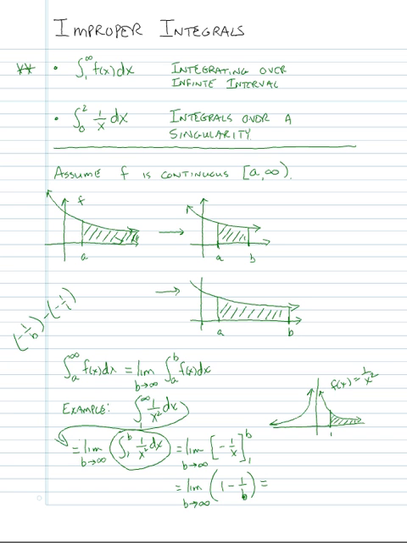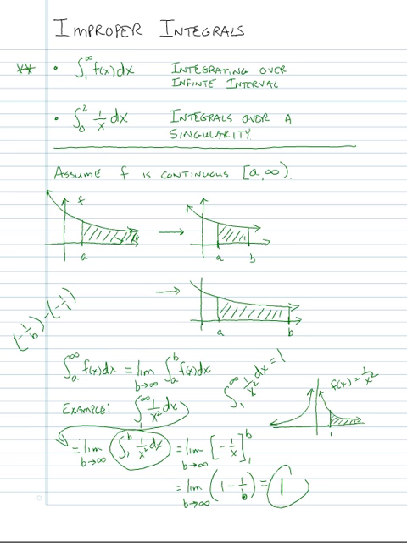Well, what's the limit of that expression? The limit of 1 as b goes to infinity is 1. The limit of 1 over b as b goes to infinity is 0. So we have 1 minus 0, or the limit value is 1. So what we're claiming here is the integral from 1 to infinity of 1 over x squared with respect to x is equal to 1. So although that region is unbounded, it actually has an area of 1, which means it's getting closer and closer to that x-axis real quickly, but it does have an area of 1.